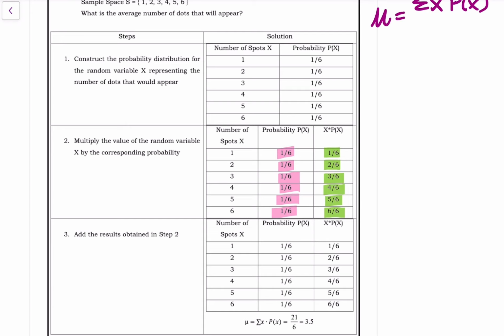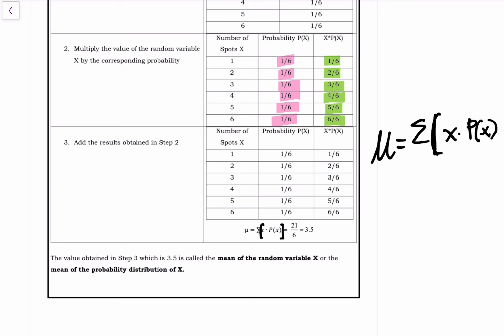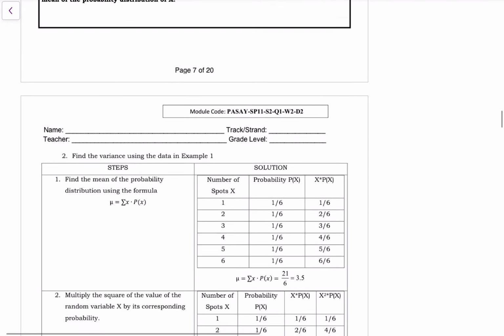Now, the next step after having this column is to come up with the sum, because of the summation. So, that's our formula: summation x times p of x. Mu is equal to summation of x times p of x. Take note, it's capital X; it just looks small. Here, we've got 3.5. So, if you are asked, what is the mean of the random variable x? The answer is 3.5. Now, next, let's talk about the variance.